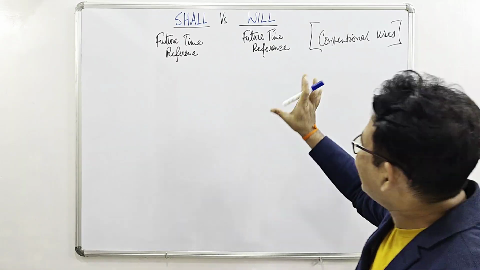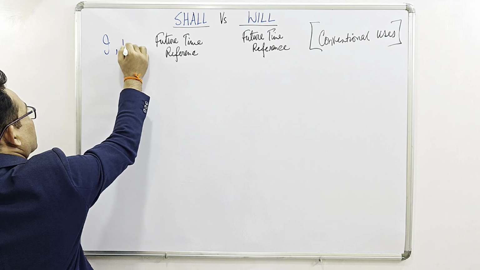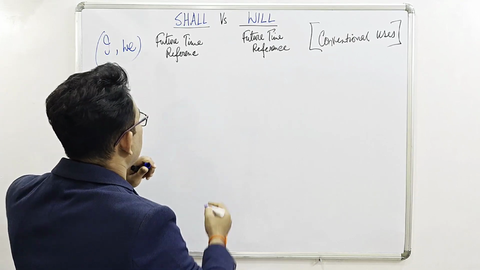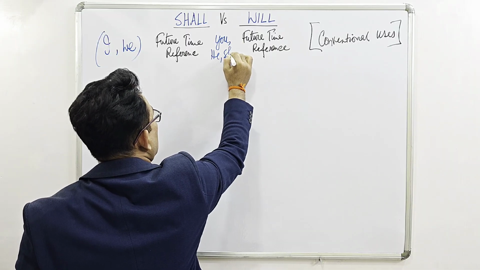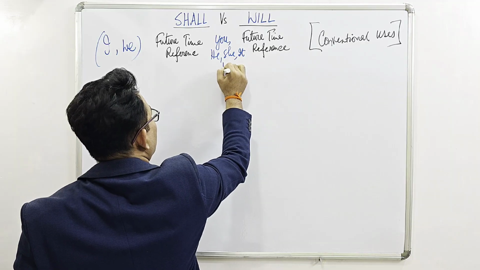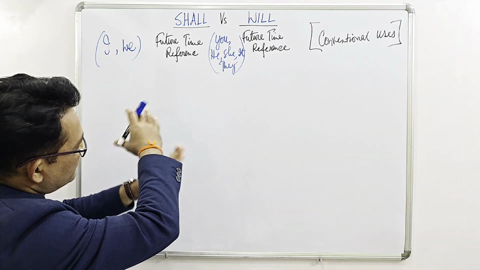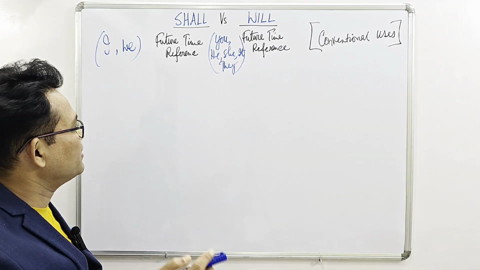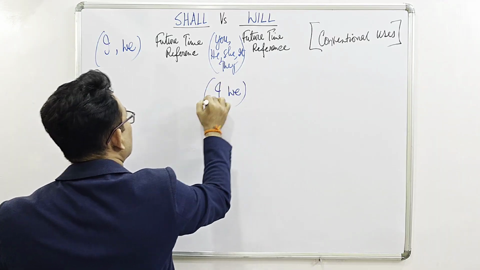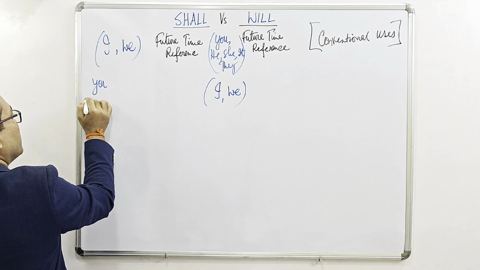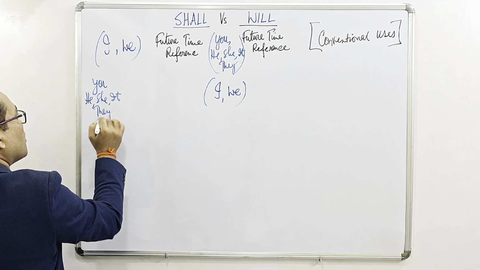Fine. And in this case, we know that shall will take only I and we, but will takes you, he, she, it and they. But if we reverse the situation, how will the meanings be different? Let's see. So in this case, I am writing I and we here, and here, you, okay.